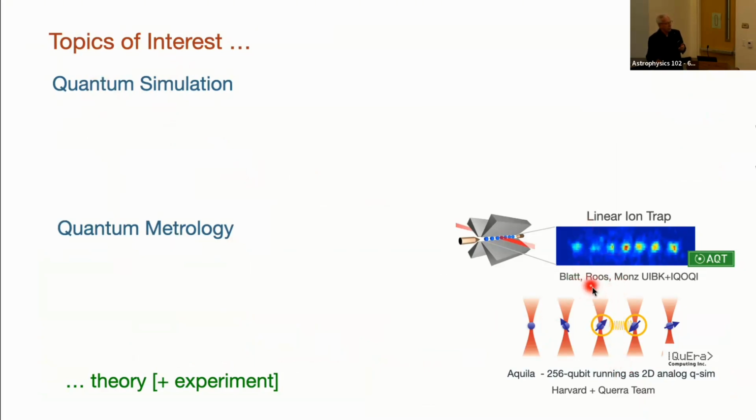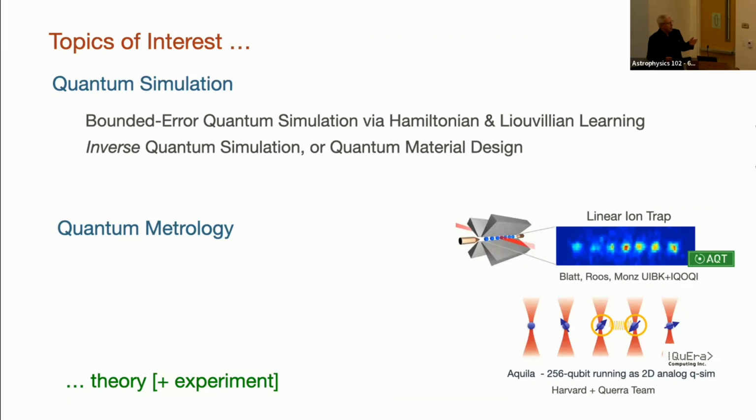Rainer Blatt, Christian Roos, Thomas Monz, they had a group in Innsbruck doing trapped ion simulators, computers, and so on. And we also had the opportunity to work with the Harvard, MIT, QuEra team to do, for example, quantum simulation of lattice gauge theories. A lot of this work is direct theory, but it's also related to experimental work.